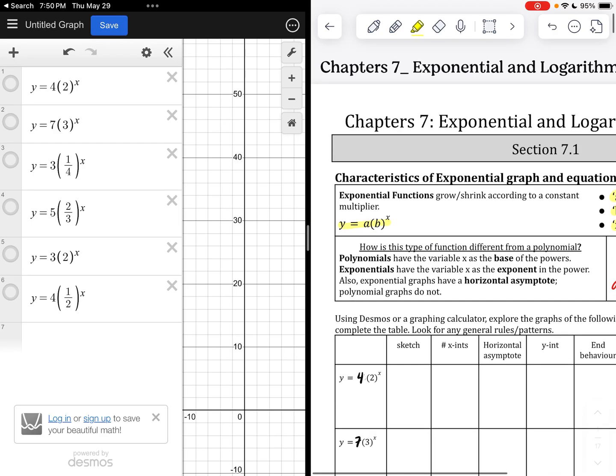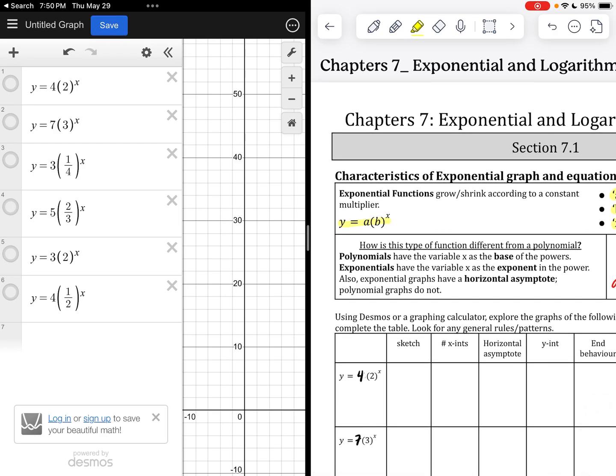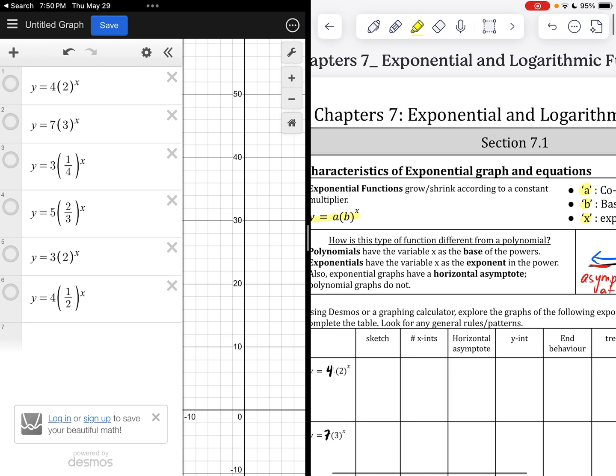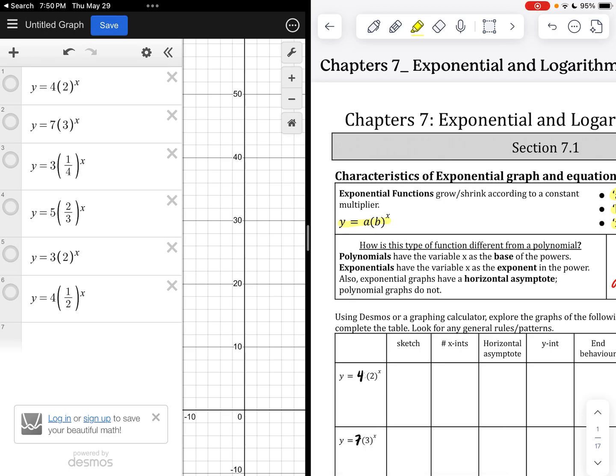So A is the coefficient, and a reminder, coefficient just means the numerical value that would sit in front of something else. Okay, B is going to be the base that's eventually going to be raised to an exponent, and X is going to be the exponent.